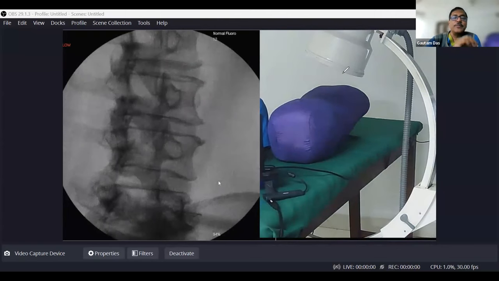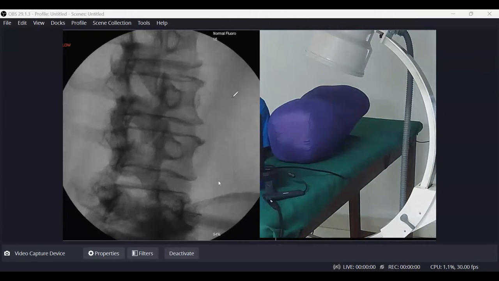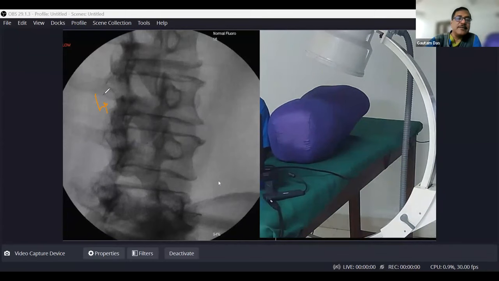Okay, so now this level is your L3. This is your L4. This is your L5. So this foramen is your L3-4 foramen. This foramen is from one pedicle to another pedicle: the lower border of the above pedicle and the upper border of the below pedicle. This foramen is your L4-5 foramen, from the L4 pedicle till the L5 pedicle. Up to this, is it clear?